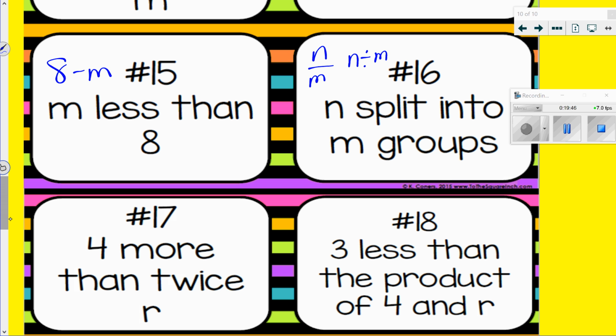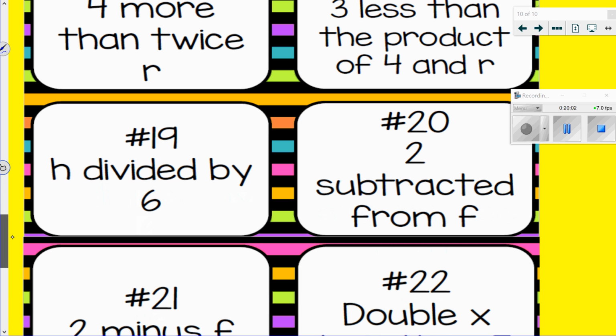17. 4 more than, that's a flipping phrase. Twice R plus 4. 3 less than the product of 4 and R. So my product needs to come first, 3 less than that. 4R minus 3. Again, you may use a dot. You cannot use an X in that one. H divided by 6. Very straightforward. 2 subtracted from F. That means I'm taking 2 away from it.